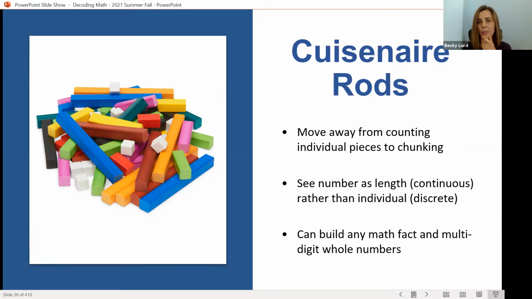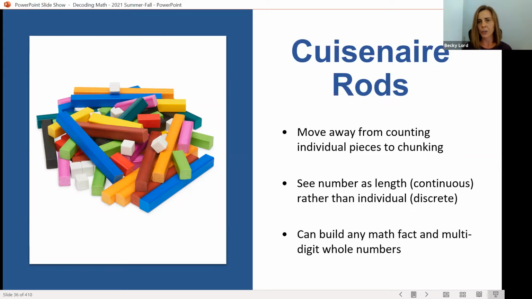And the great thing about these too is you really can build any multi-digit math fact. Cuisenaire rods are the same size as base 10 blocks. So a 10 rod is 10 centimeters. You actually can use them to measure with because they're in centimeters, and you can use them right along with your base 10 blocks and your 100 blocks.